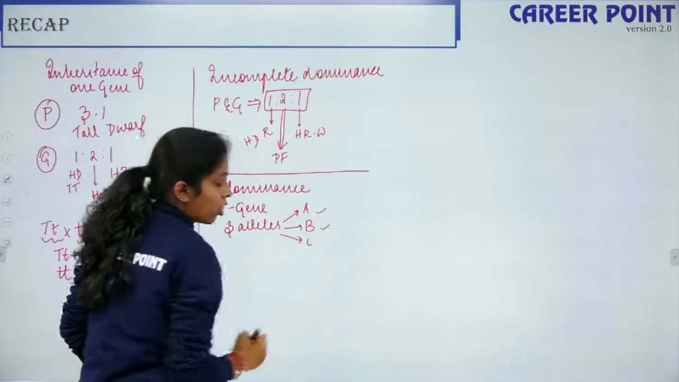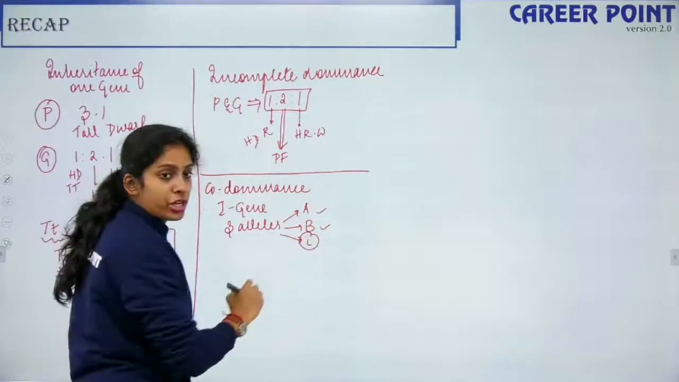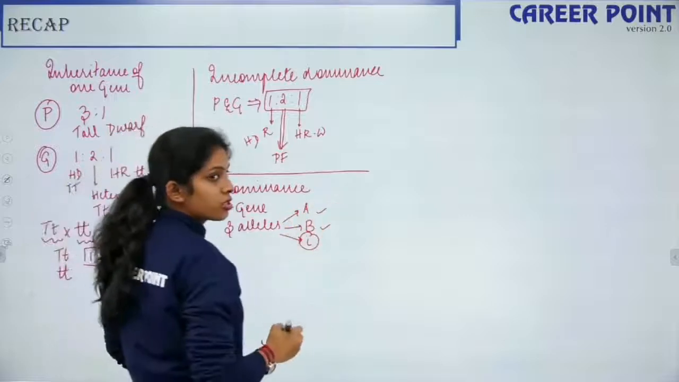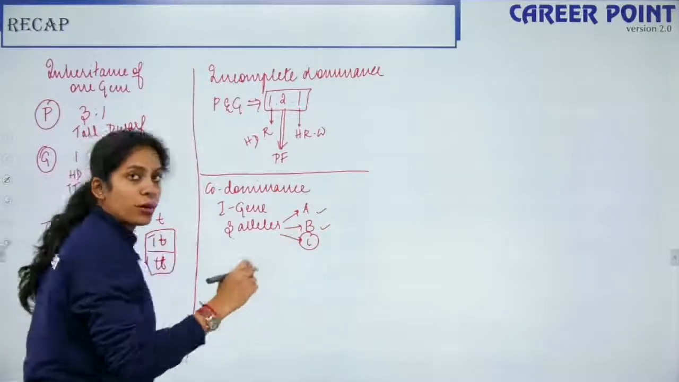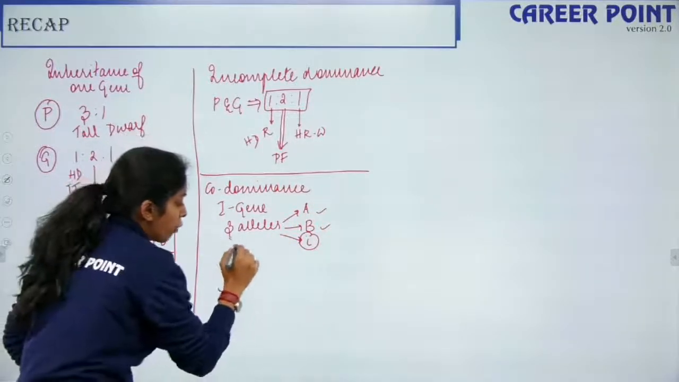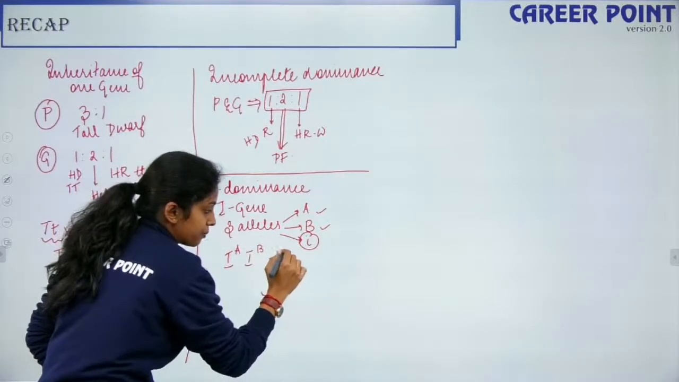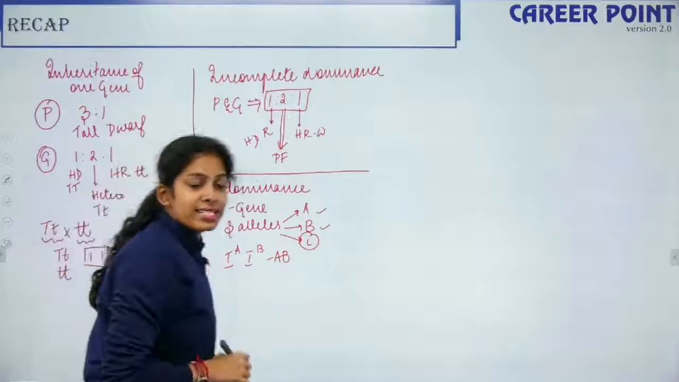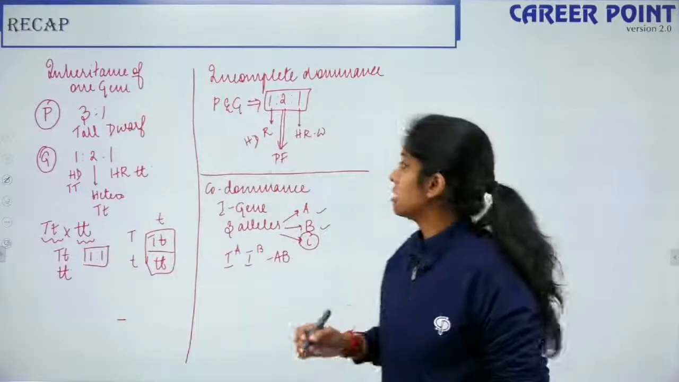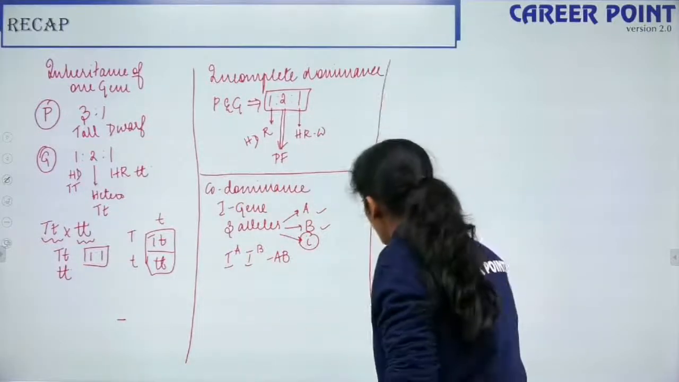So these 2 are dominant over this. This does not produce any sugar, whereas this produces the sugar A and this produces the sugar B. But when both dominant ones are expressed, then you have the AB blood group, right? So this is an example of codominance as well as multiple allelism. So then we moved further.